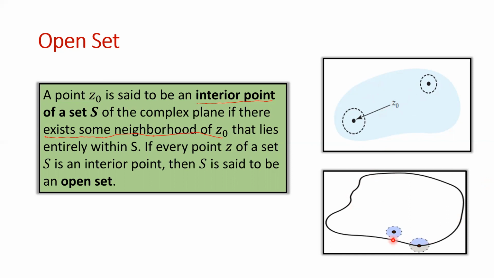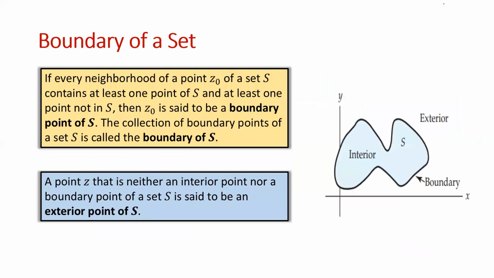So if you are taking this set S and its boundary is this line, this with this black color, if I'm taking this point, and if I draw an open disk, then some of the points of the open disk will be contained in the set S, and some of the points will not be in S. Whichever neighborhood you take, if you take the radius smaller and smaller, some of the neighborhood contains points of S and some lies outside the set S. So such points are called the boundary points of S. That is this boundary of S.